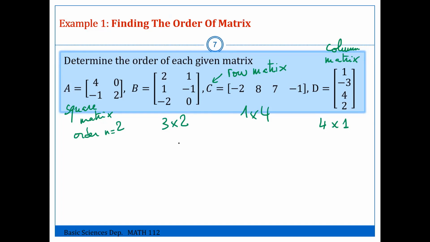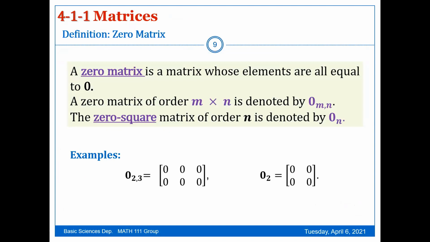So this is easy for the moment. Zero matrix. A zero matrix is a matrix in which all elements are zeros. It's called the zero matrix. And we write this to indicate the order of the zero matrix used. So 0 with order 2 by 3 means that it's a matrix of order 2 by 3 where all elements are 0.